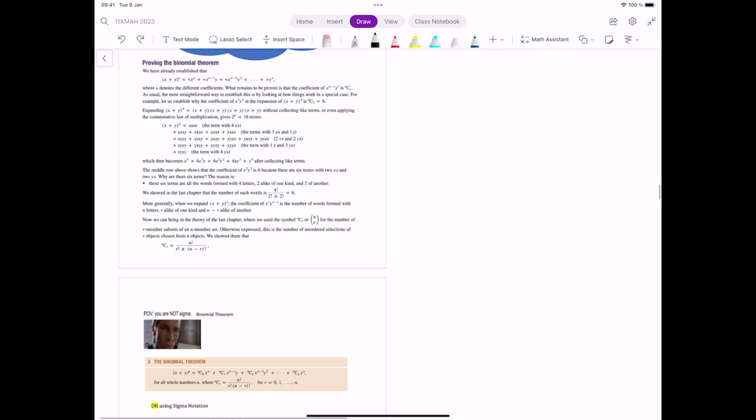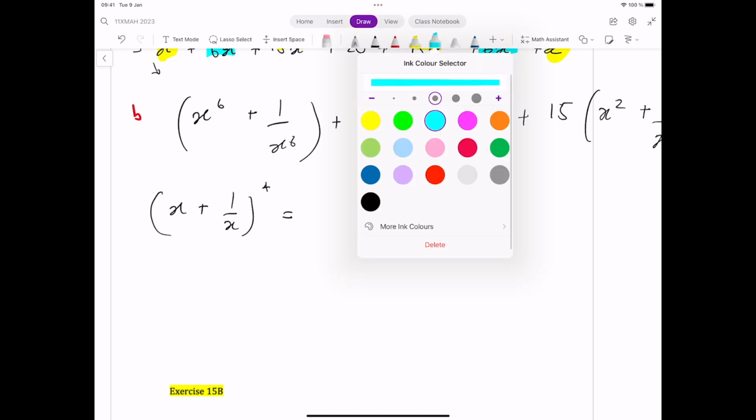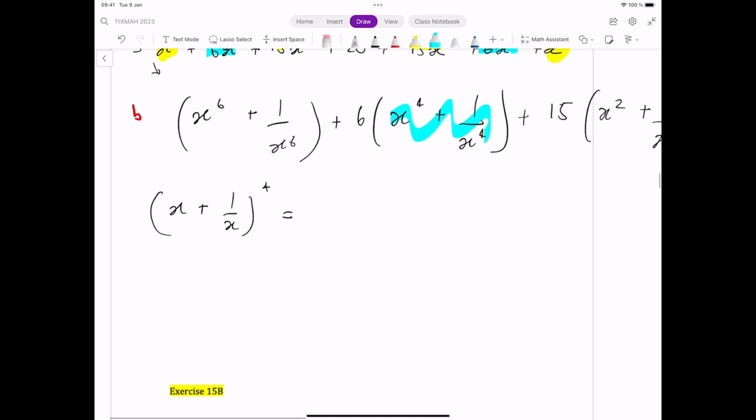What is the value of (x plus 1 on x) to the power of 4? Because that is our u. We can make this equal to u. It's going to be u to the power of 4. And we're going to use that, and we're going to be able to get rid of this.